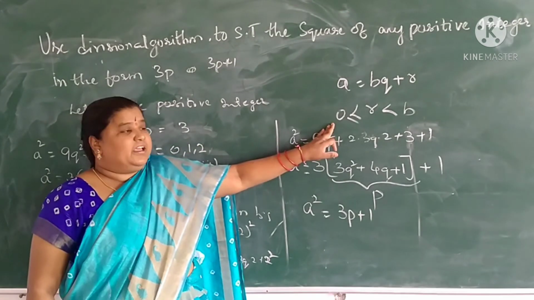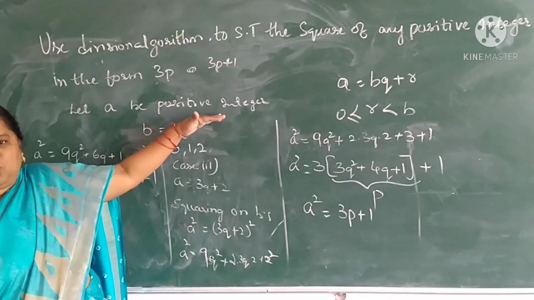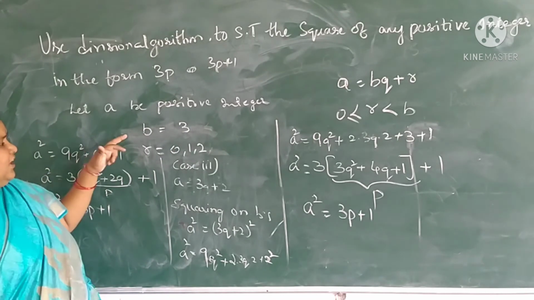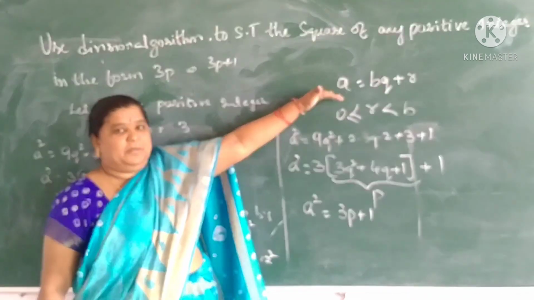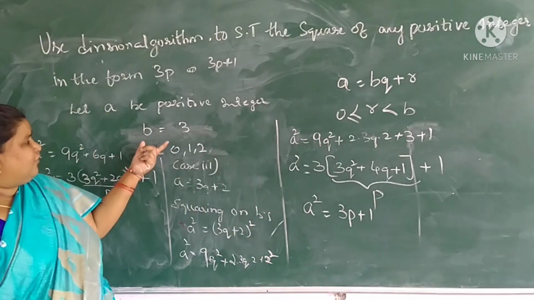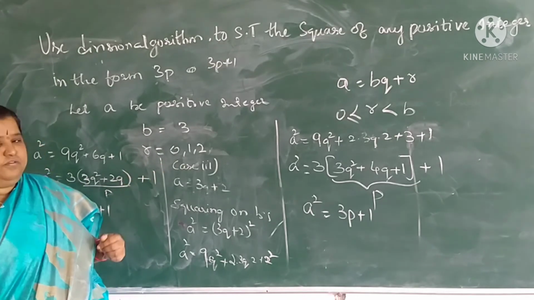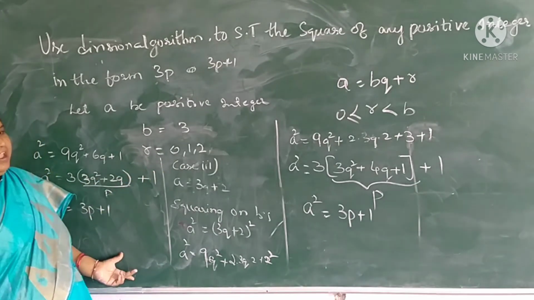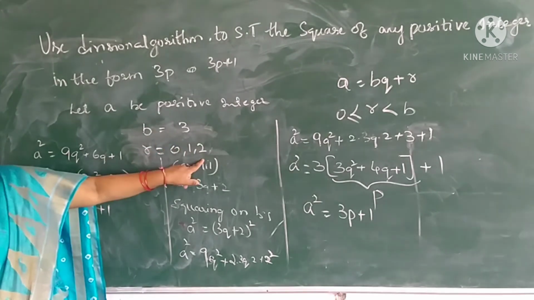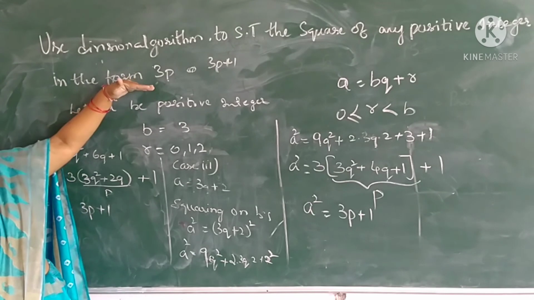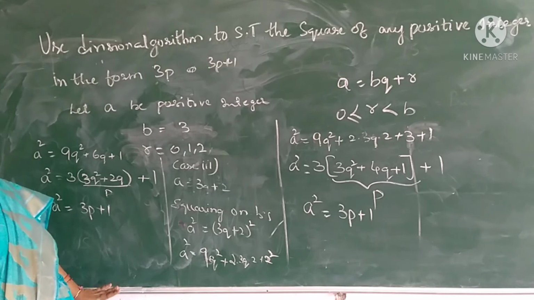r should be greater than or equal to 0 and less than b. Then a will be some positive number, and we have to take what is b. We have to compare 3p with a is equal to bq plus r, and after comparing we are going to get the values of r. After getting the values of r, we have to check for r: we take 0 first, then 1, then 2, and we have to get it in the form of 3p or 3p plus 1. If you get it, it is finished.